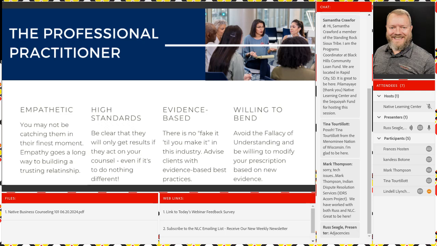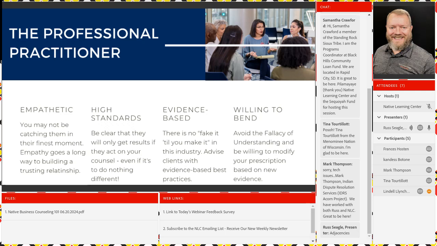And even if that counseling is to do nothing different, it needs to be evidence-based. People will smell fake it till you make it from a mile away. You need to use evidence-based best practices. And if you don't know what those are, that's extra homework for you. But it's your job to help clients find those resources, find those answers. The fallacy of understanding is that I'm in this job, so I have to know all this stuff.